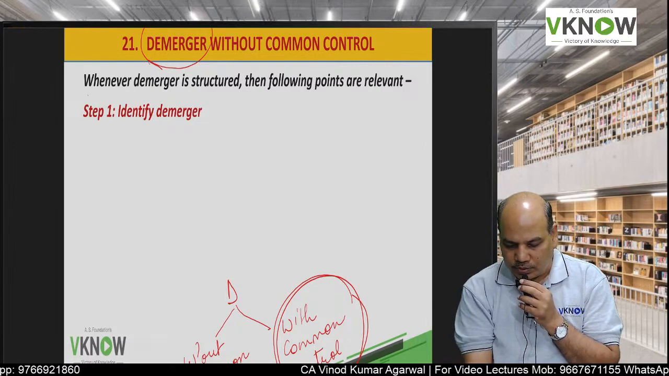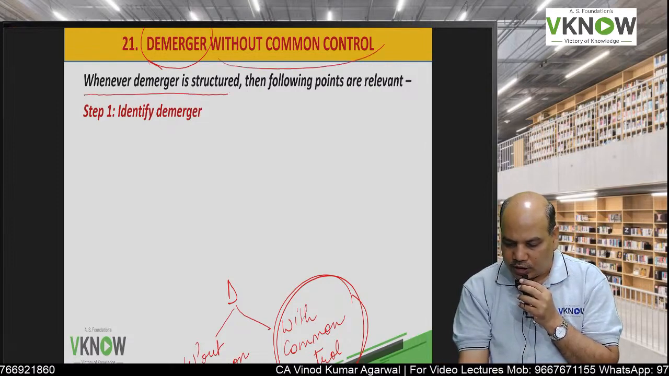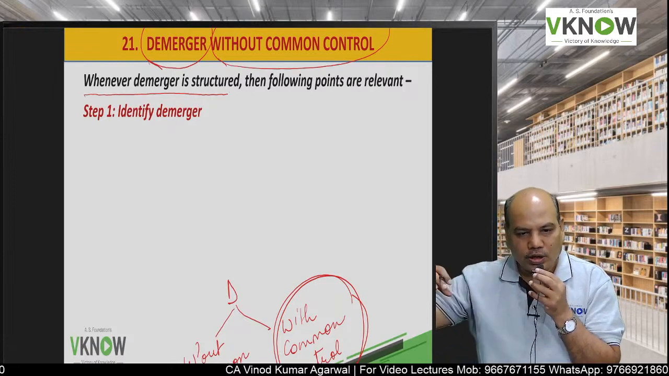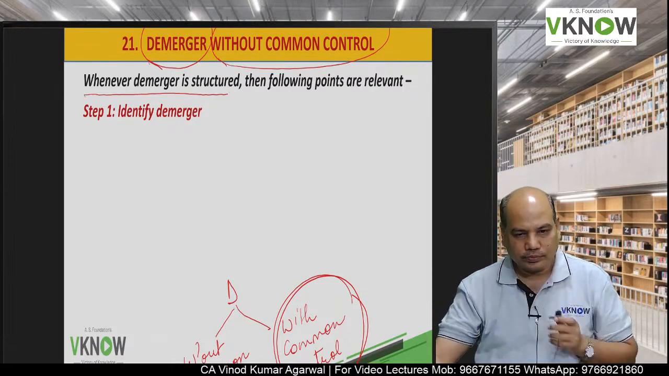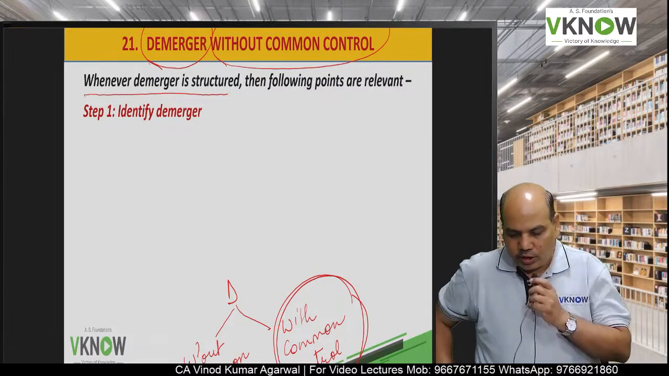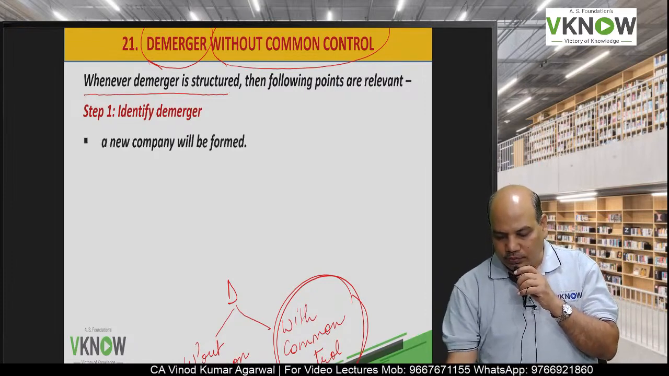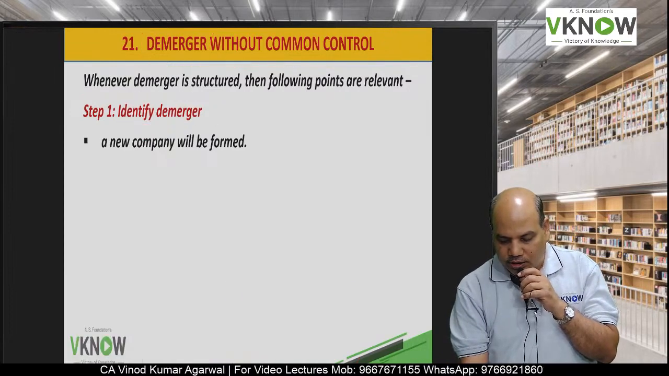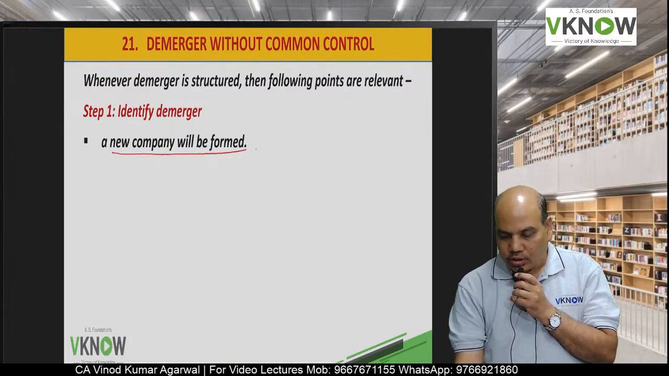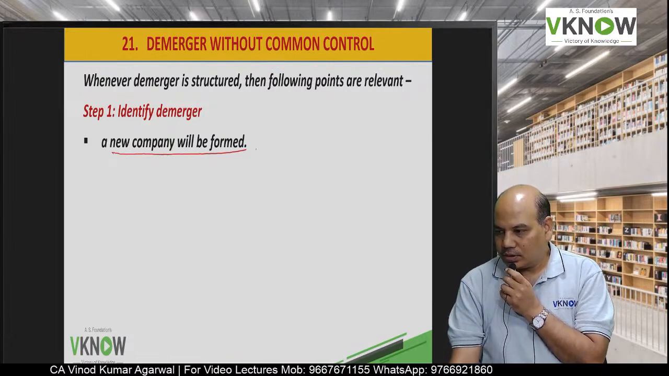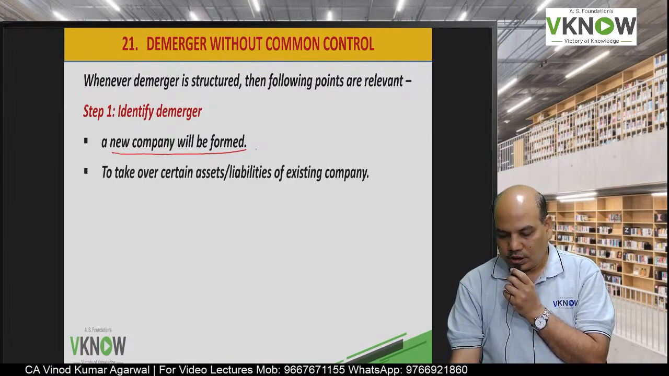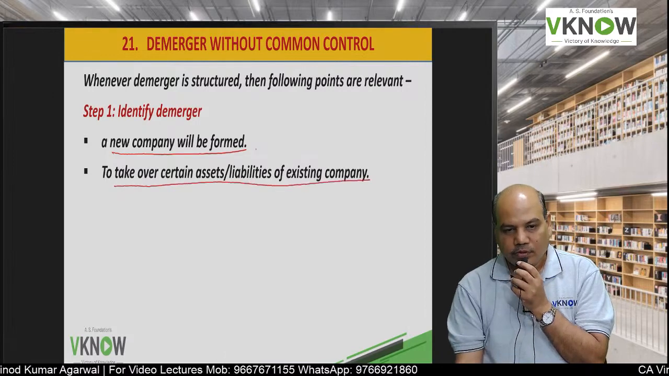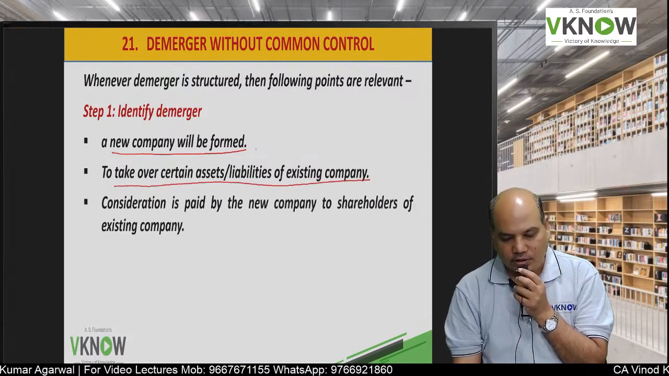Okay. So step number 1, in case of demerger without common control, nobody controls the resultant company also. So now step number 1, first you check whether demerger exists or not. A demerger will exist if a new company is formed. Condition number 2, this new company will take over assets and liabilities of existing company.